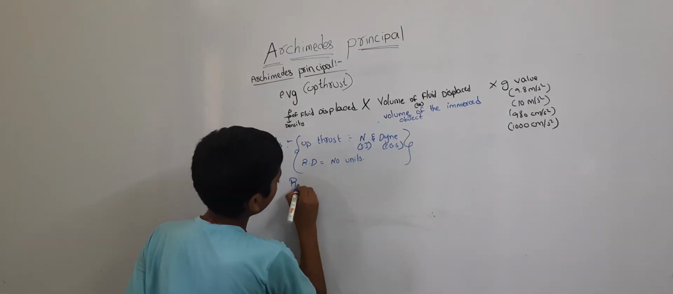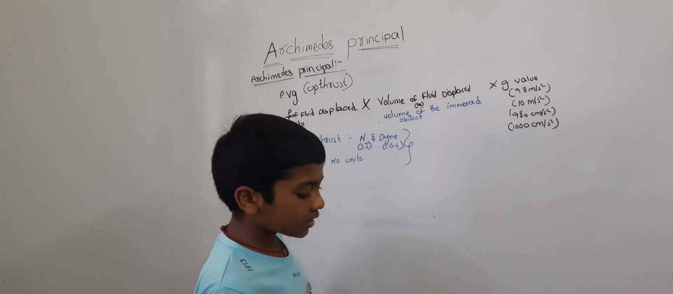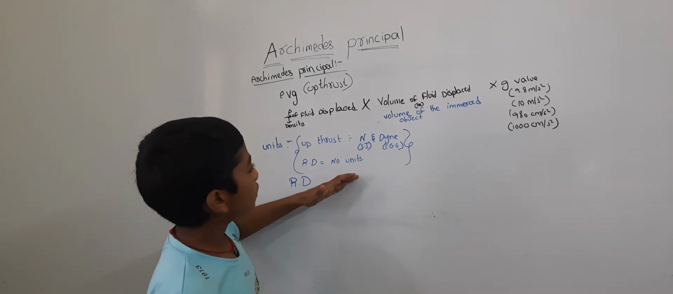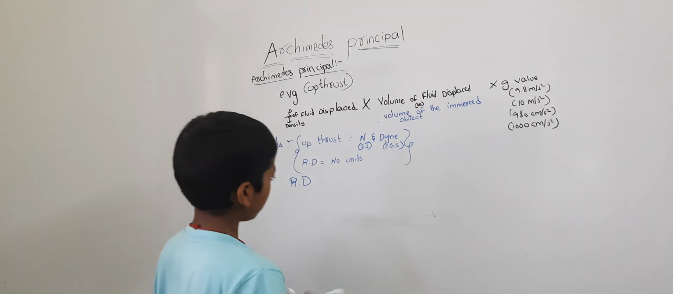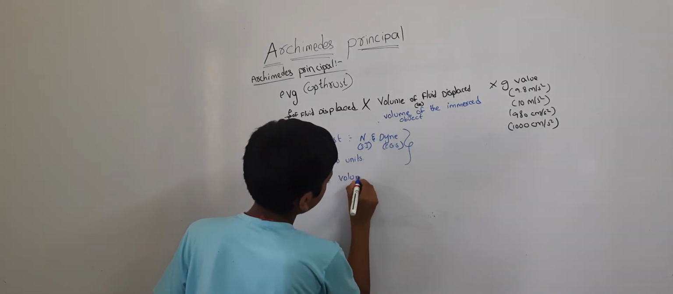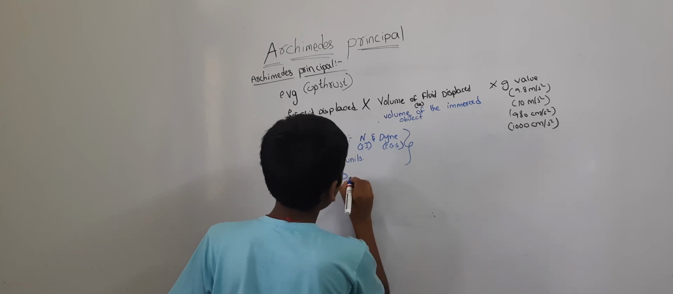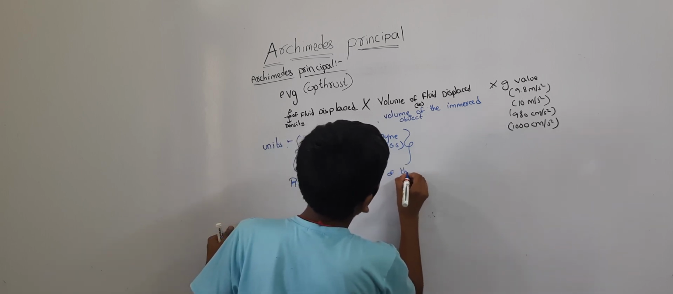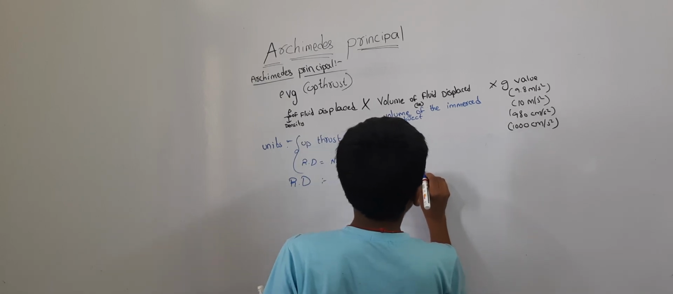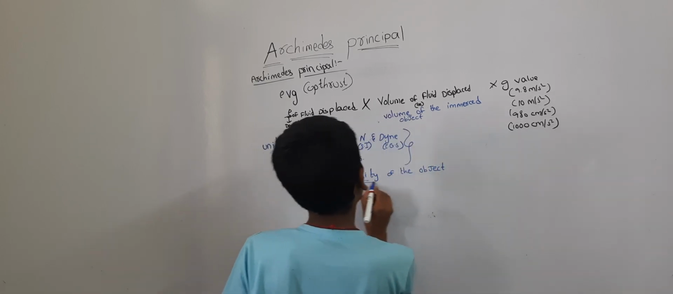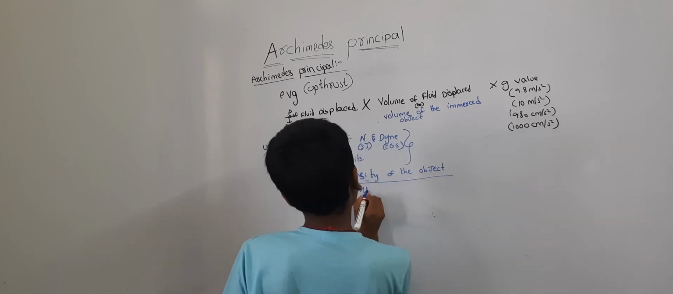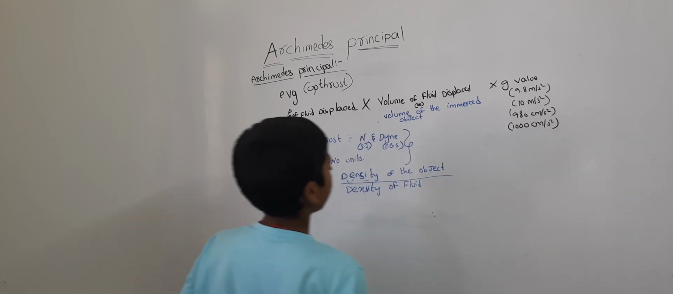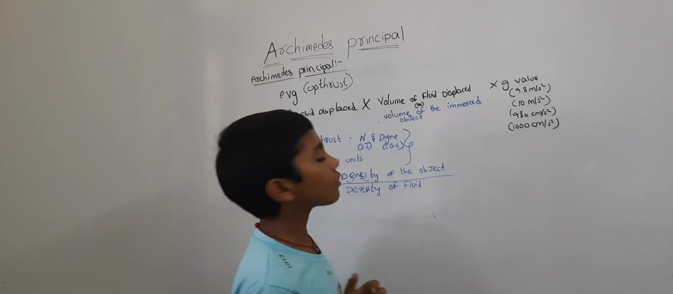And now we discuss relative density. Relative density means, in the fluid displaced, S. First formula, sorry friends: density of the object by density of the fluid. First, density of the object by density of the fluid.